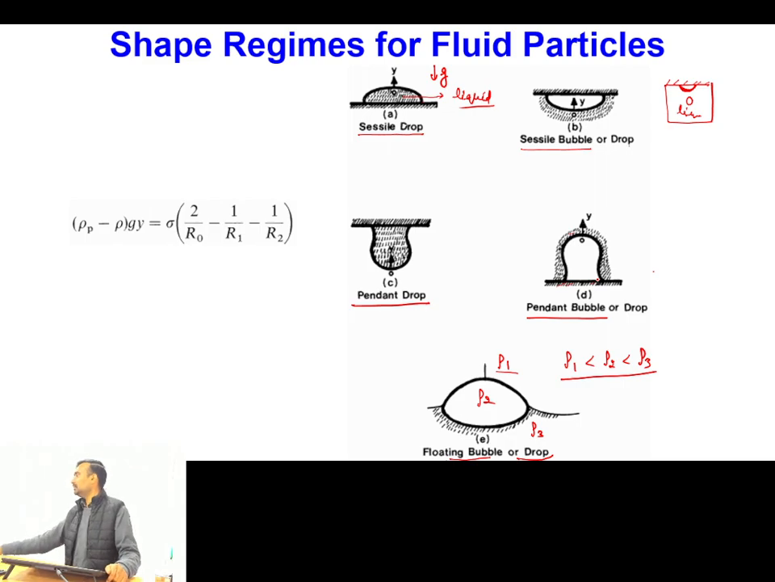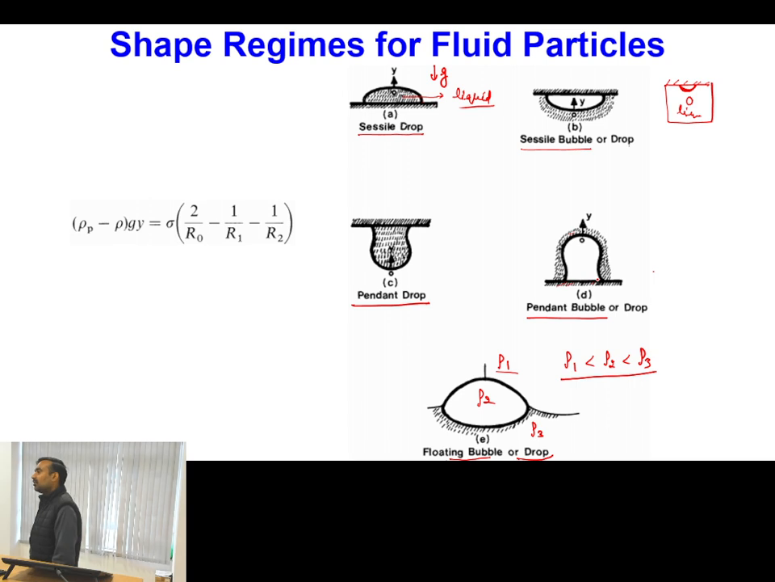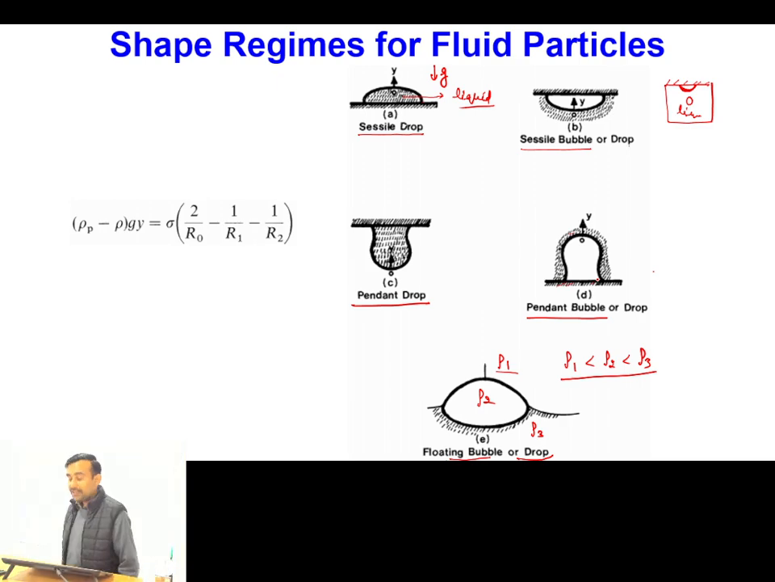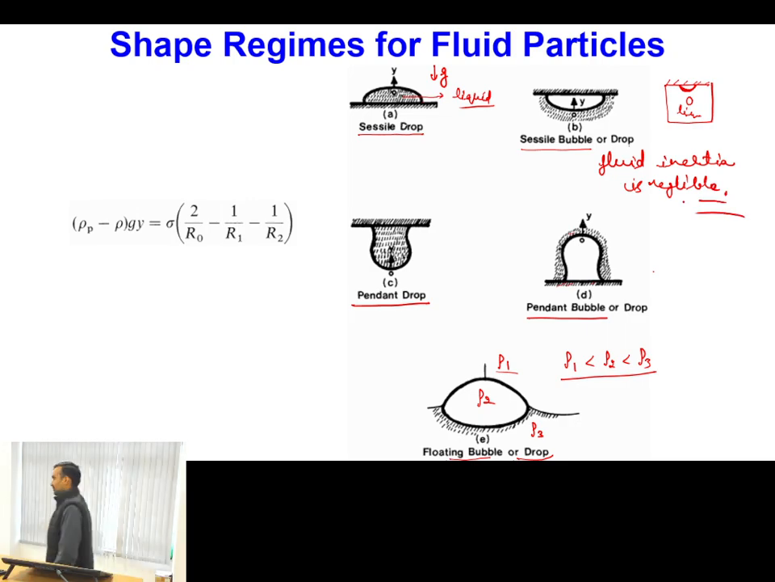Is this point clear? So to define these shapes, what we are doing is the balance of the surface tension forces and the pressure forces. Depending upon the balance of surface tension and pressure forces, these particular shapes exist, considering that in all the situations fluid inertia is negligible. What it means? Fluids are not in motion. So all the fluids are stationary.